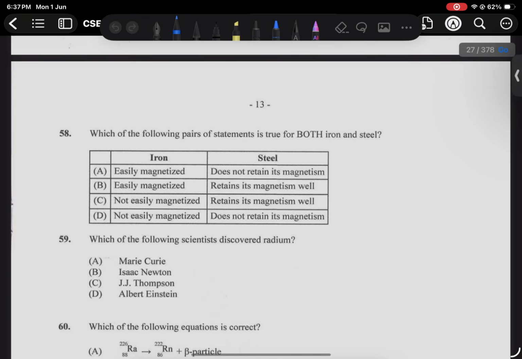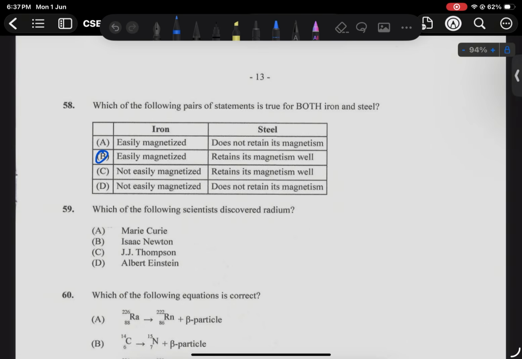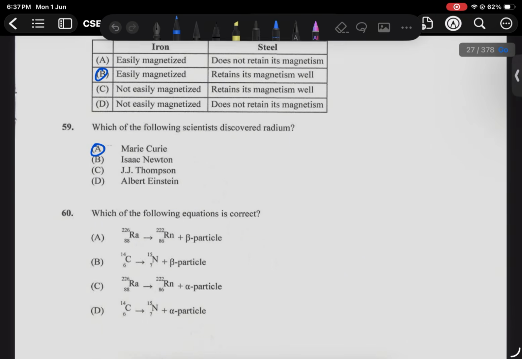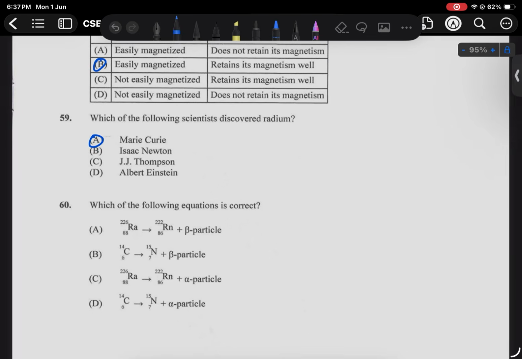Retain this magnetism. Yes. B. Which of the following scientists discovered radium? Marie Curie discovered radium. Which of the following equations is correct?